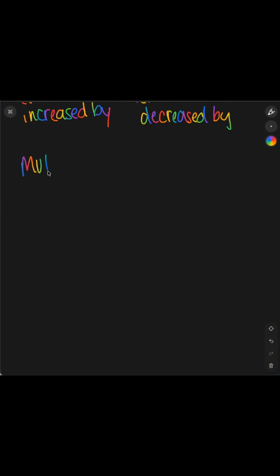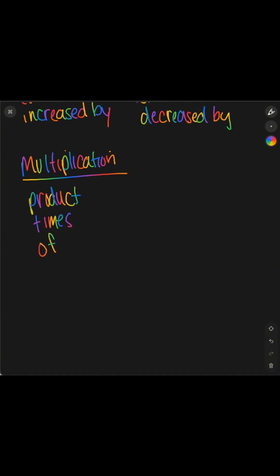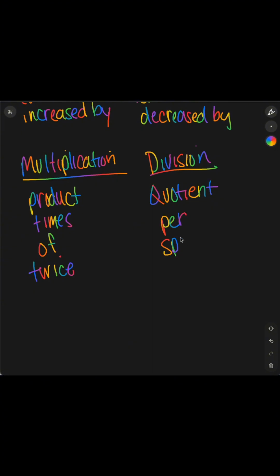Okay, going up. Now we have multiplication. So here's words that represent multiplication if you see them. Product, times, of, the word of, and twice. And division, quotient, per, split, out of, ratio of. These are just some examples. If you see these words, you know you're going to be dividing.